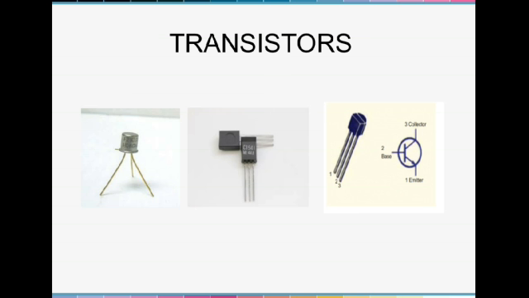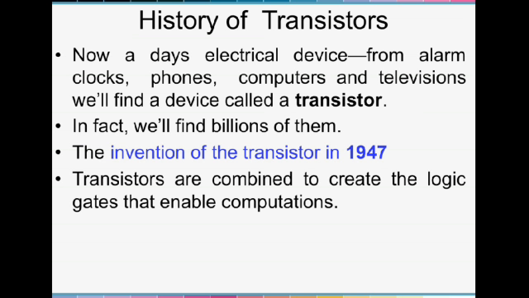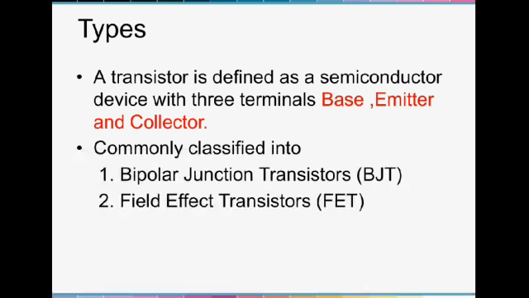Nowadays, in electrical devices from alarm clocks, phones, computers and televisions, we will find a device called a transistor. It is not only a single device; millions and billions of devices are integrated inside the electronic device. The transistor was invented in the year 1947. Transistors are combined to create the logic gates that enable computations and calculations.